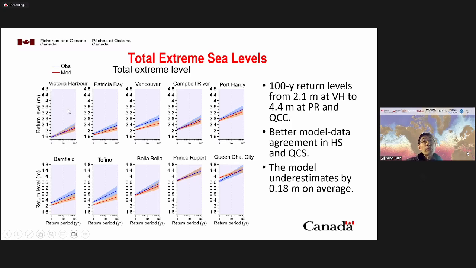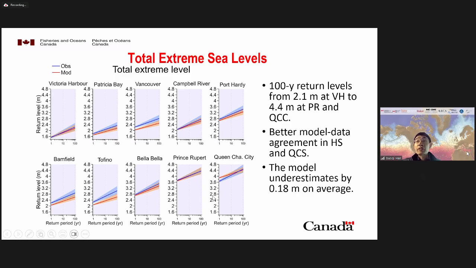Blue is the observation, red is the model, and the shaded area indicates the 95% confidence level. So we can see visually that overall the model seems in good agreement with observation.